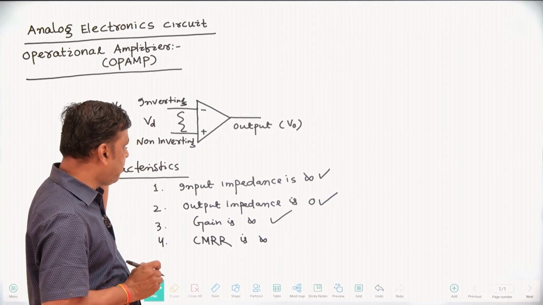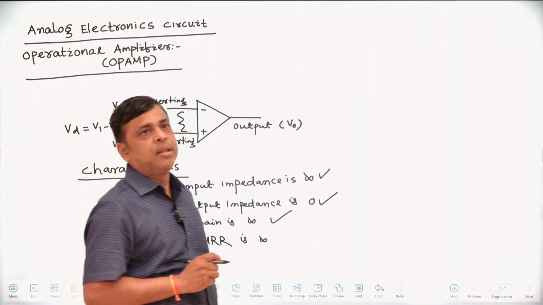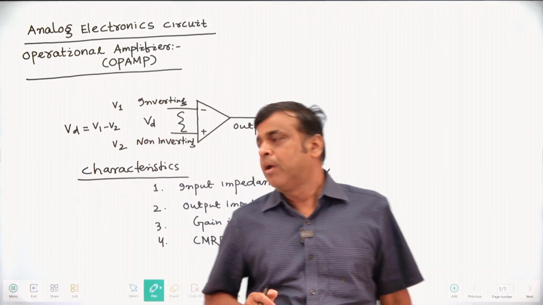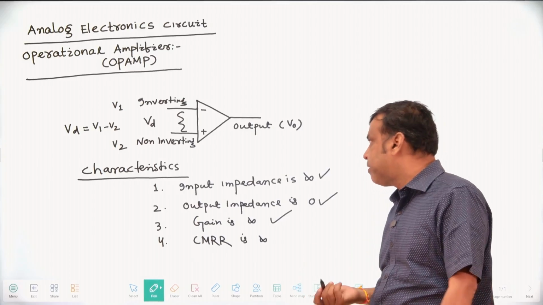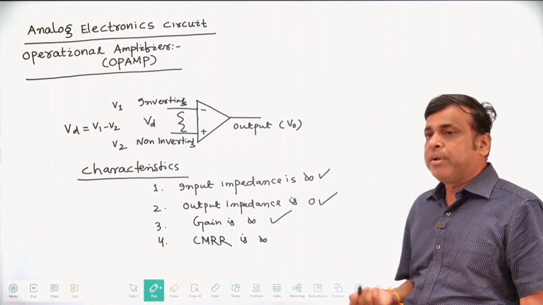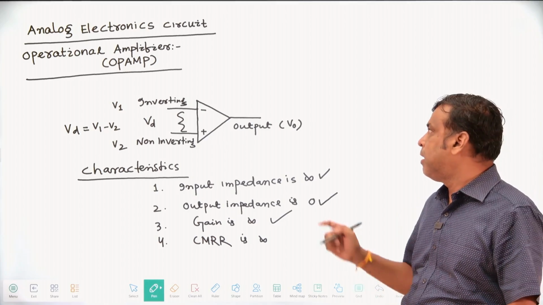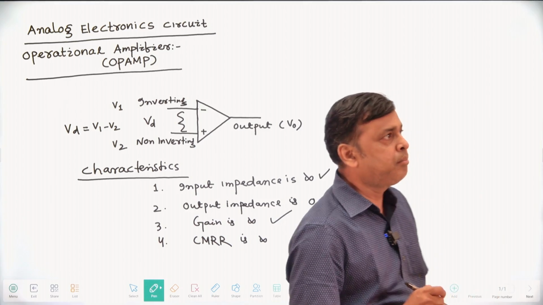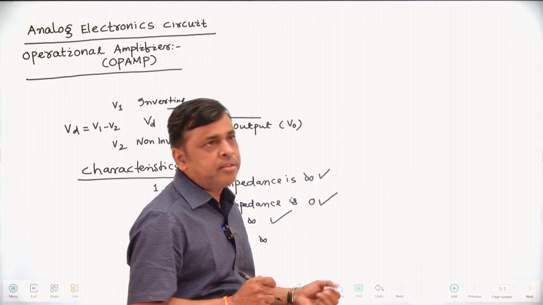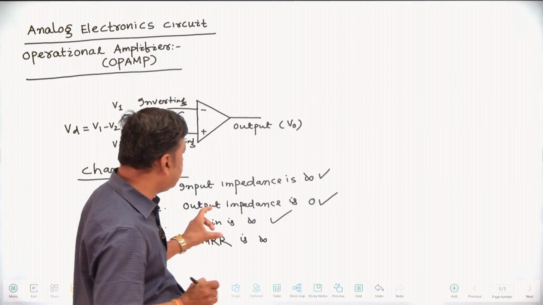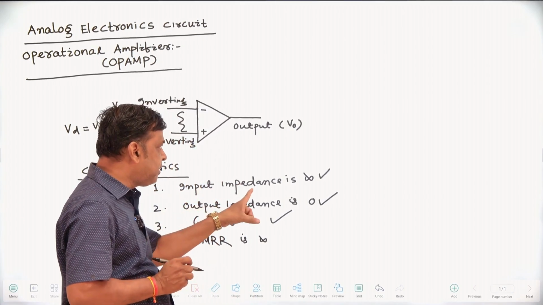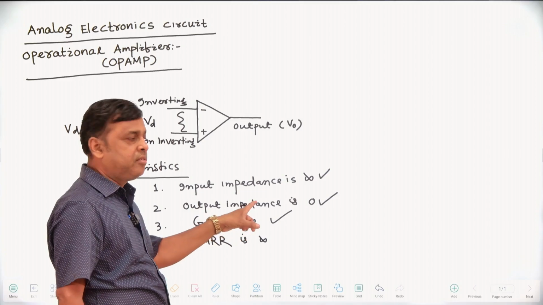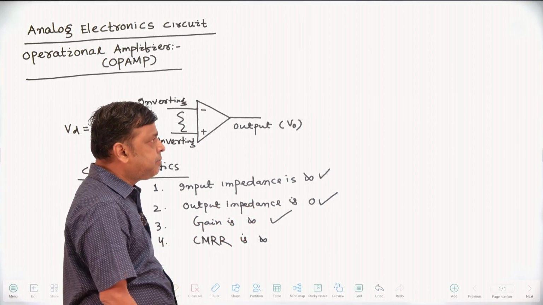There are so many properties of the operational amplifier, like common mode rejection ratio, slew rate, and offset voltage, and we will discuss those later on. But as far as common applications of the operational amplifier, you must know the three parameters: input impedance is infinite, output impedance is 0, and gain is infinite.